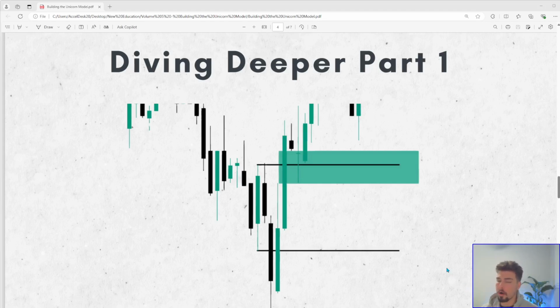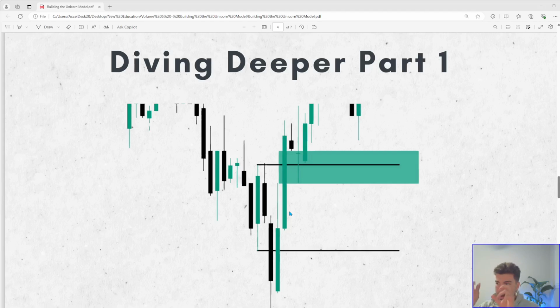But I want to talk about why that's a breaker block for me. Let's talk about this. There's a low formed here, there's a high formed here. There's a lower low that sweeps liquidity right here, and then there's a higher high that creates a shift in structure.